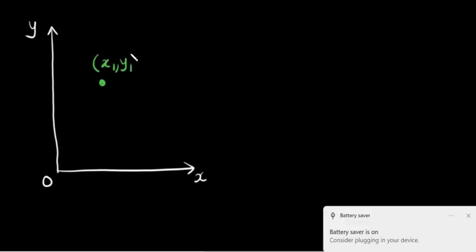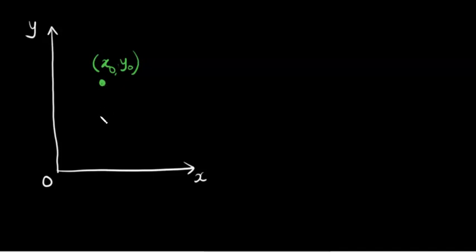So let's say the position coordinates of this particle are x0, y0. The position coordinates are x0 and y0. So initially this particle is at this position.